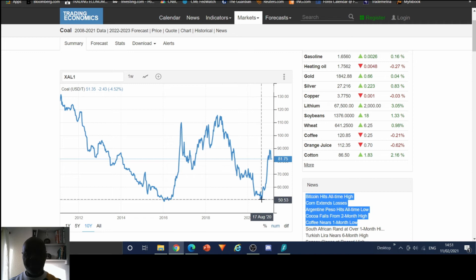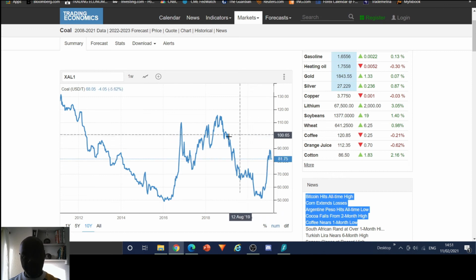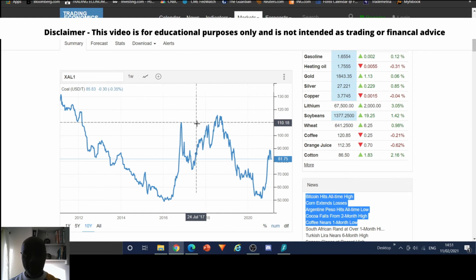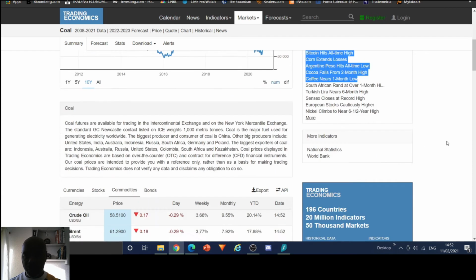From the 17th of August 2020, look at what's happened to the price of coal. Look at what's happened to the price of coal in less than a year. Look how much the price of coal is on a streak. It's on its way up. That's going to be helping the Australian economy, because where does China get most of their coal from? Australia.